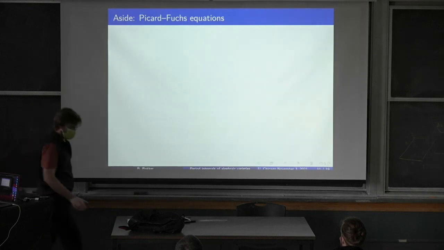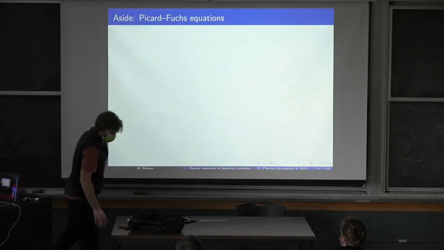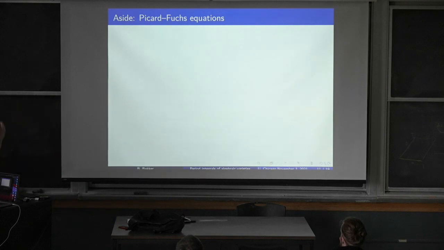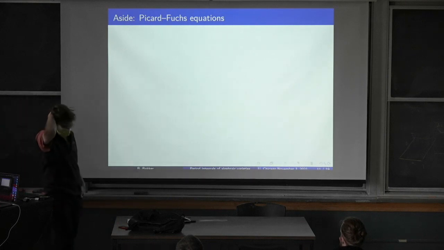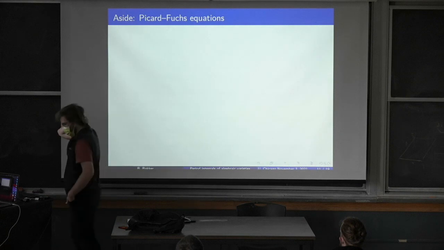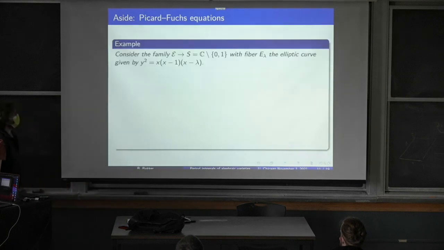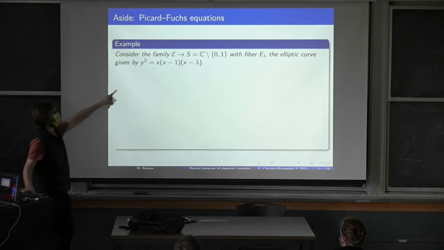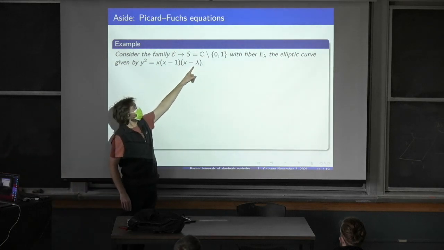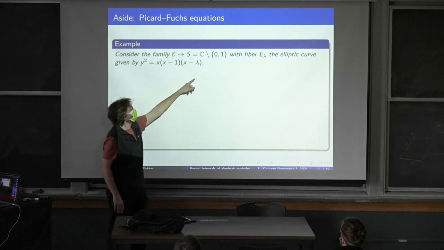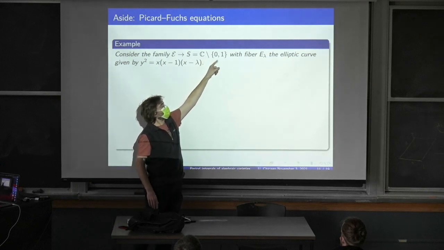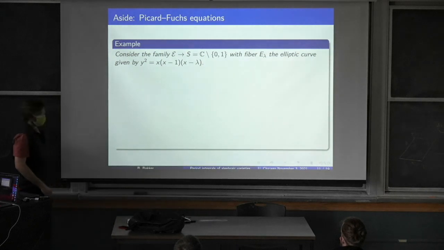Cool. Okay, so this isn't going to be so relevant right now, but it's an alternate way of thinking about these numbers we're producing. And that's via the Picard-Fuchs equation. So let's go back to our example. Our example naturally forms an algebraic family if we start varying lambda. So this gives us a family of elliptic curves, a family over the complex line minus 0 and 1.